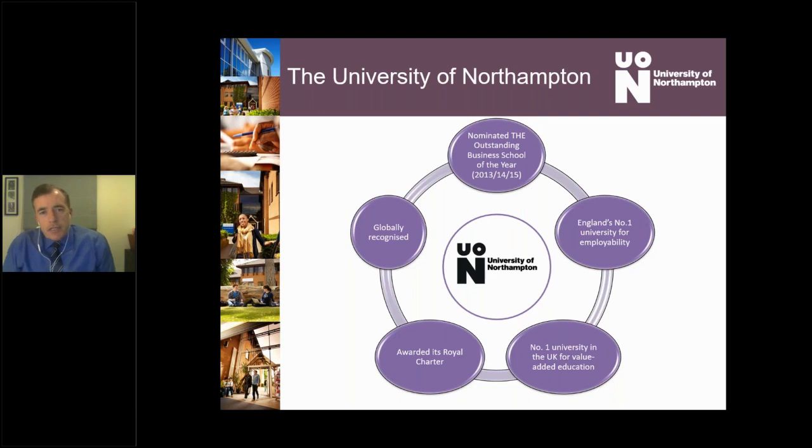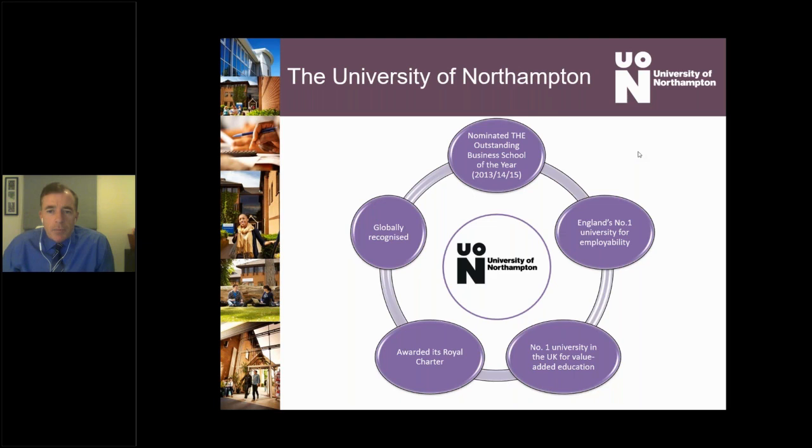The university itself, on this slide, I've just picked out a few highlights, really. Starting from the top, it was nominated for the Times Higher Education Outstanding Business School of the Year, 3 years in a row. There's over 120 business schools in the UK, and only 6 are nominated each year for Outstanding Business School. So I managed that 3 years in a row, which is a very good achievement.